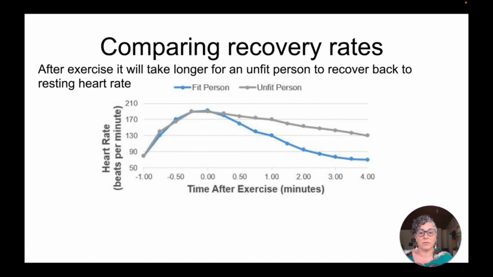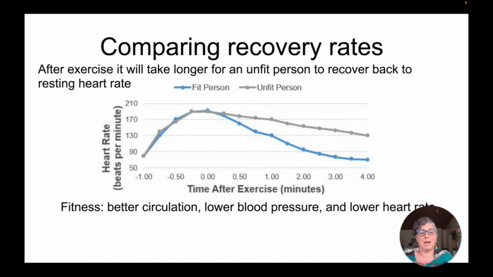So they've gone from whatever that is, maybe 190 beats per minute to 130 beats per minute when their resting heart rate was about 80 beats per minute. So the fit person has gone back to 80 beats per minute, whereas the unfit person still will take a much longer time for their heart rate to return back to normal.